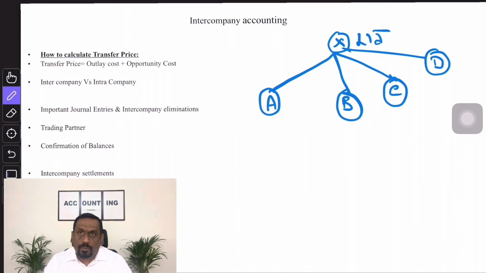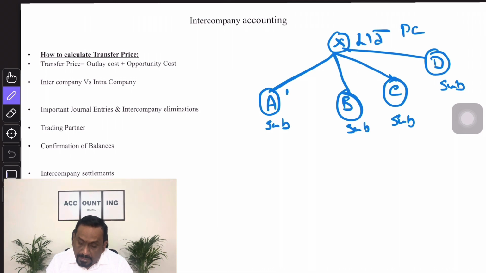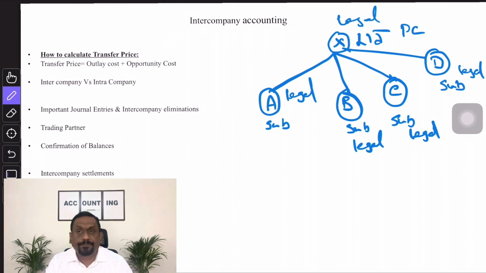One important point we need to understand here is X Limited is a parent company, correct? No doubt about it. X company invested in A. A is a subsidiary company. B is also a subsidiary company. C and D as well, right? One important point to keep in mind here is that A is a separate legal entity. B is also a separate legal entity. C, D as well, they are separate legal entities. X Limited as usual is a separate legal entity.